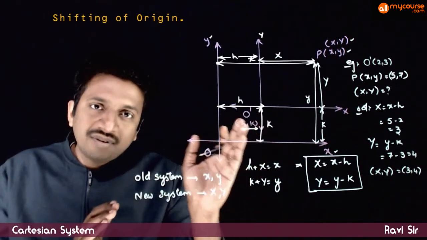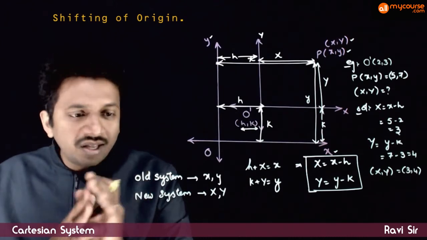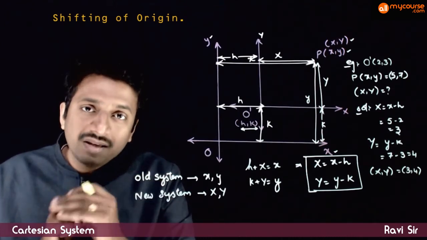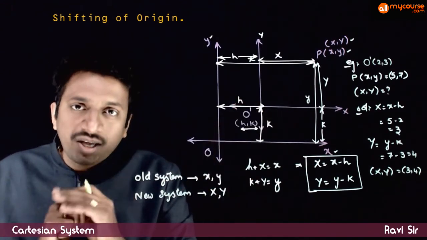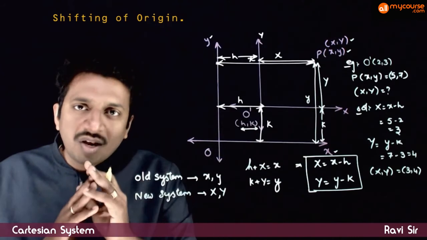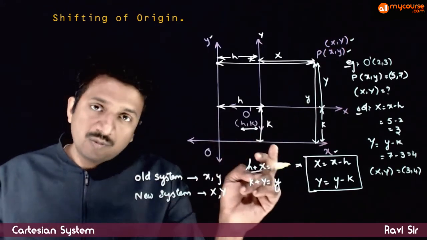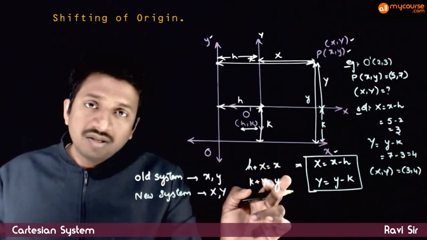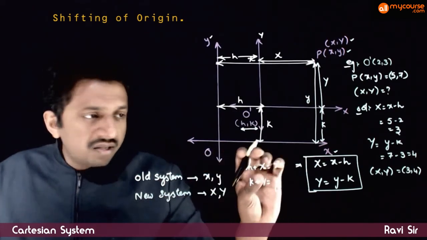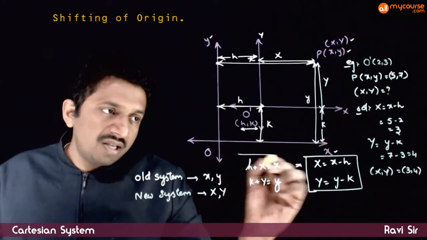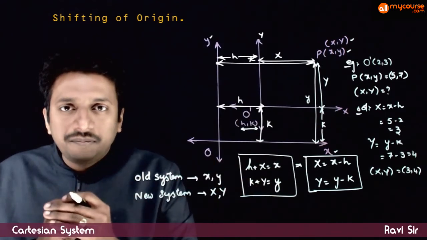So if you have an old coordinate system, represent the old coordinates by small x, small y, and represent the new coordinates by capital X, capital Y. And if the origin is shifted to the point h, k, then capital X is equal to small x minus h, capital Y is equal to small y minus k, and small x is equal to capital X plus h, small y is equal to capital Y plus k. So if capital X, capital Y are given and small x, small y are asked, you can use these equations. So shifting of origin is quite simple.